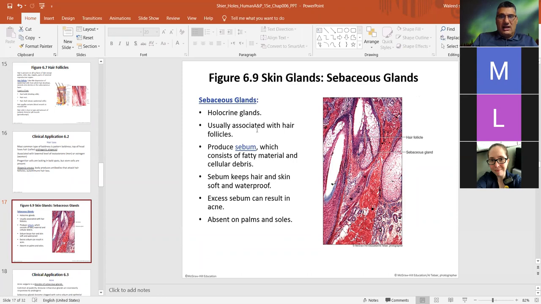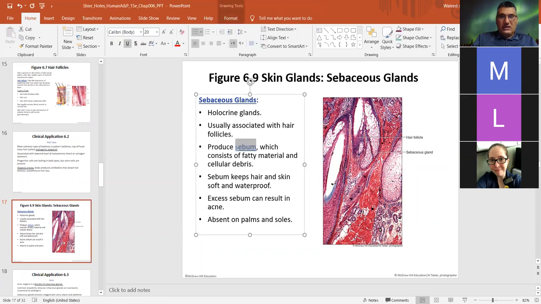Sebaceous glands are the glands that secrete the sebum. Again, take it as a rule: any gland is named after the secretion. The sebaceous gland is a holocrine gland. Do you remember what holo means? Are you following? What's holo? Whole. Whole, exactly.